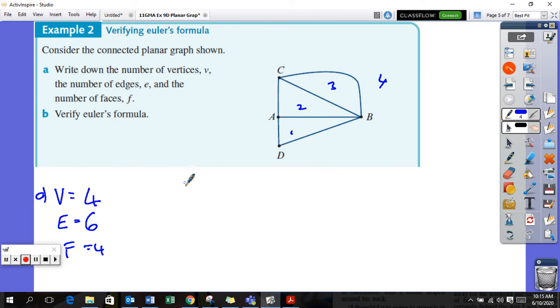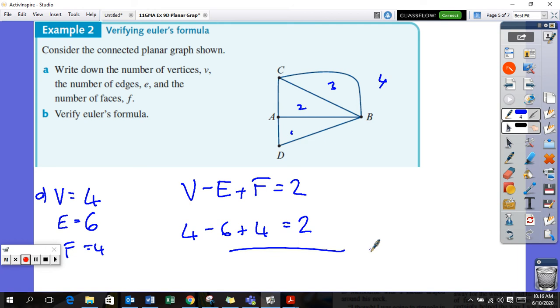So let's just check. V minus E plus F equals 2. So we're going 4 minus 6 plus 4 equals 4 minus 6, negative 2 plus 4 is, once again, 2. Okay, so that's part B. We've verified Euler's formula.